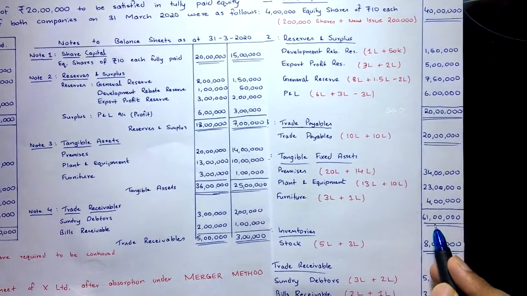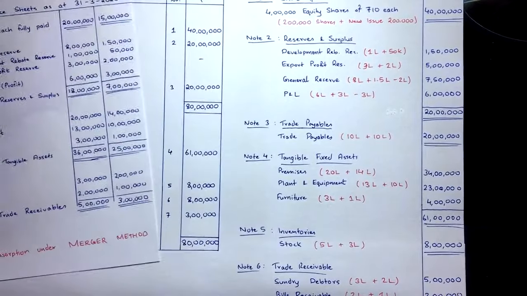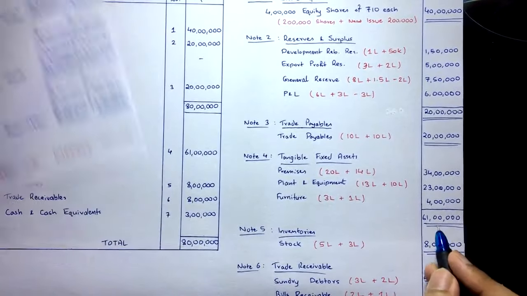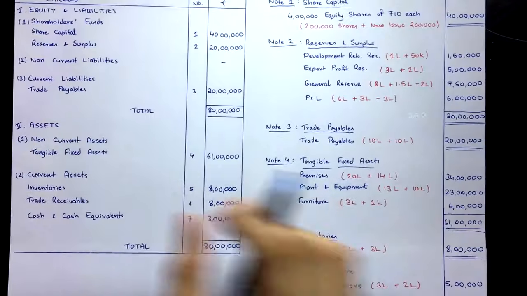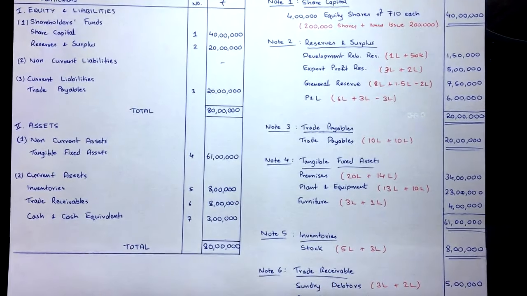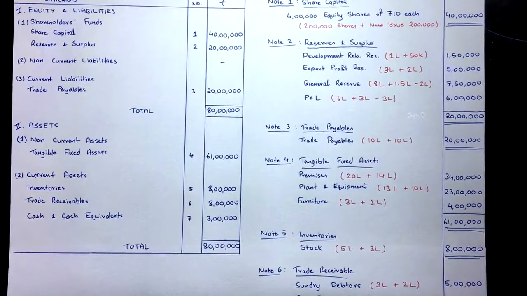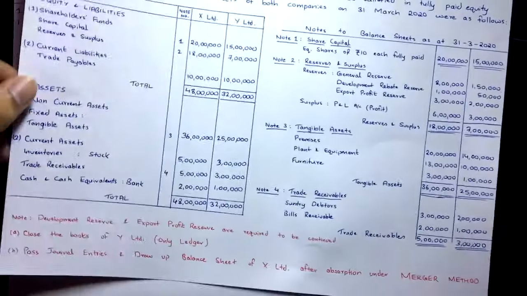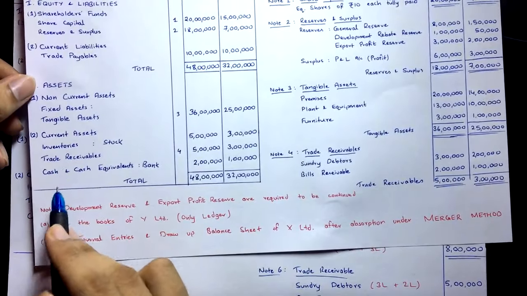So that's equal to 61 lakh. Simple. So you got the tangible fixed asset, total 61 lakh. Take it to the balance sheet. Tangible fixed asset, note number 4, 61 lakh. And then come to current assets. In current asset, what you have to take? See here in the old balance sheet, what you have in current asset? Inventories, trade receivable, cash is there.